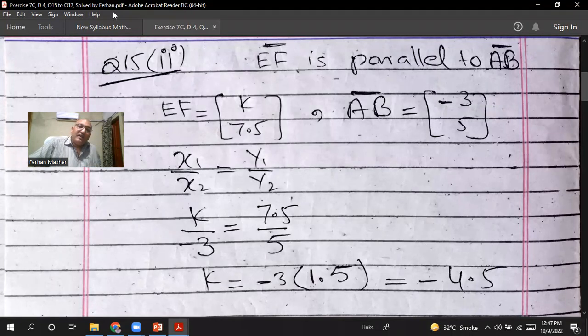So here the x1 is k, here the x2 is minus 3. So k by minus 3 is equal to, here the y1 is 7.5, here the y2 is 5. 7.5 divided by 5. So k will be equal to 7.5 divided by 5, that is 1.5. So when you multiply it with the minus 3, you get minus 4.5. So the value of k will be minus 4.5 because they said that these two vectors are parallel to each other. That's why we used this relationship that the ratio of the x's to the ratio of the y's will be same.